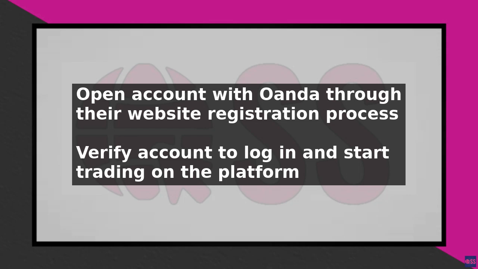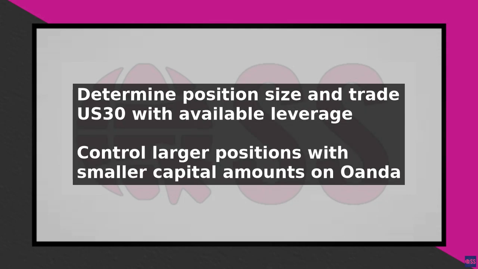You will see the current price, as well as other relevant information such as the bid and ask prices and the spread. Before placing a trade, you need to determine your position size. This is the amount of money you want to risk on the trade. Oanda allows you to trade US30 with leverage, which means you can control a larger position with a smaller amount of capital. To place a buy order, click on the buy button and enter your position size.